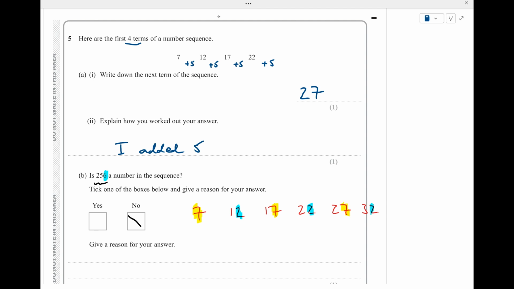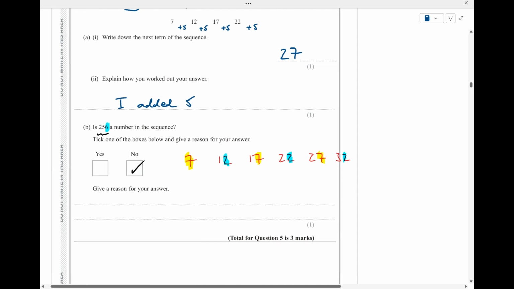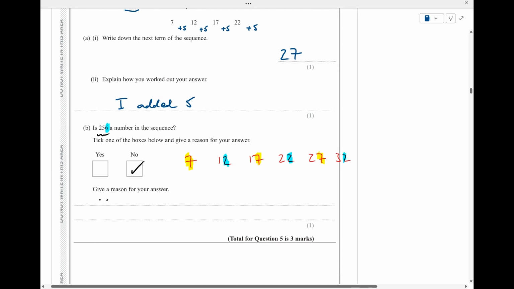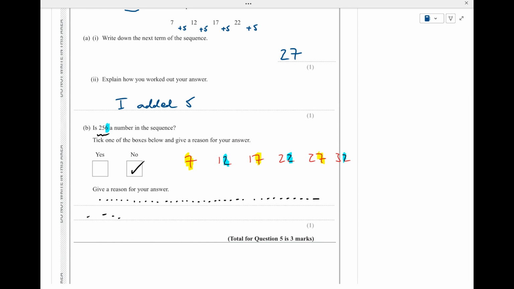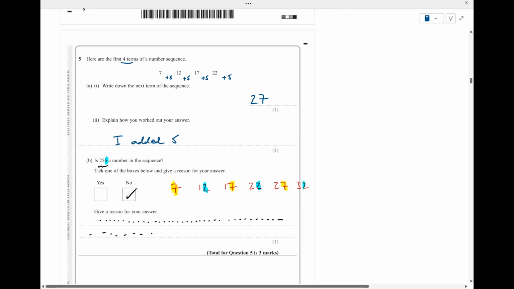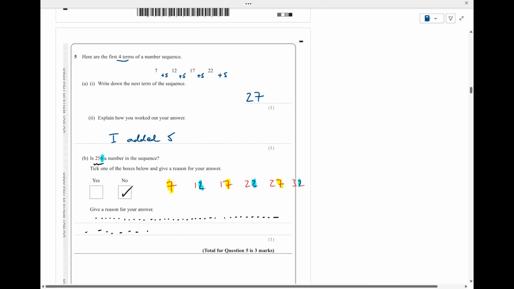No. It says tick one of the boxes, so I better do what it says. So I'm going to put a tick in this box. Give a reason for your answer. Well, I would write something like, the numbers in the sequence always end with a 7 or a 2, and 256 ends in a 6. That would be my answers for number 5.